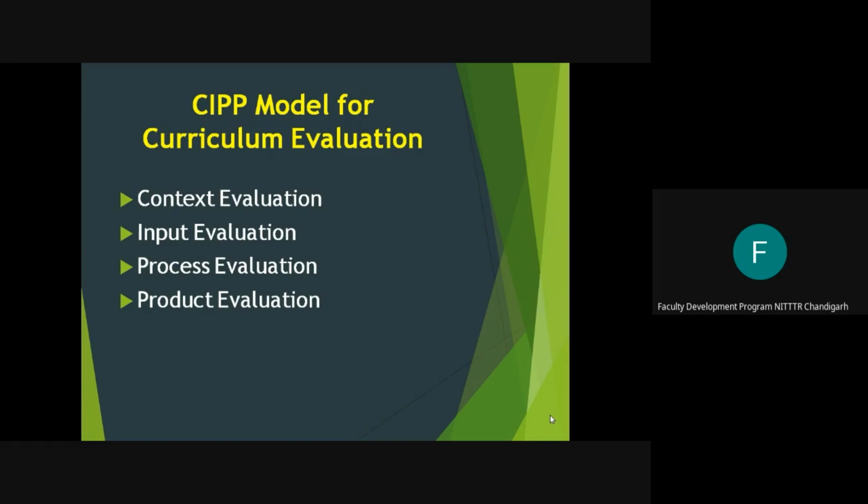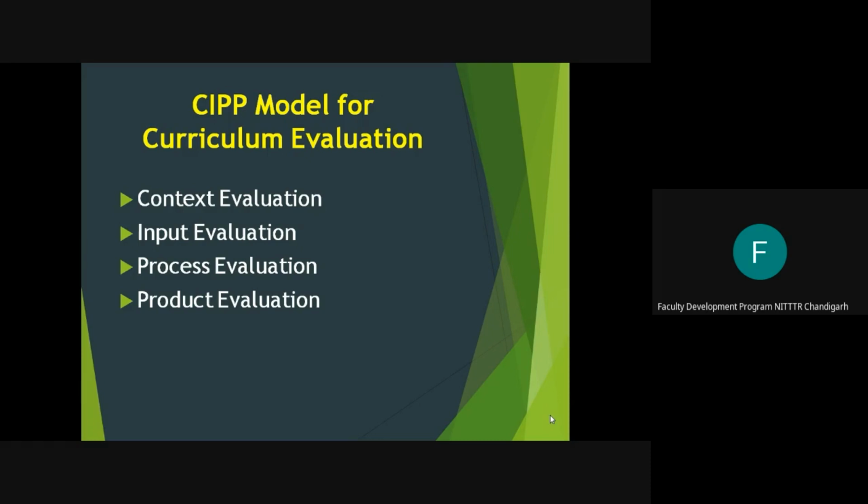And then we have product evaluation. So, my friends, whenever we have to evaluate a curriculum, these are the four parameters on which we are focusing: the context evaluation, input evaluation, process evaluation, and product evaluation. I will talk about all these four aspects on which we are focusing whenever we are asked to evaluate a curriculum.